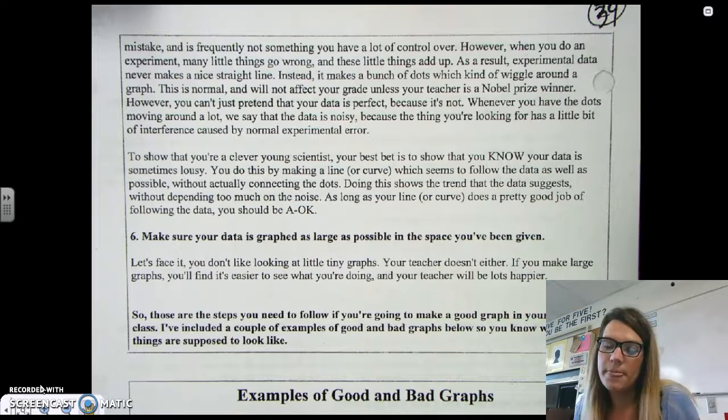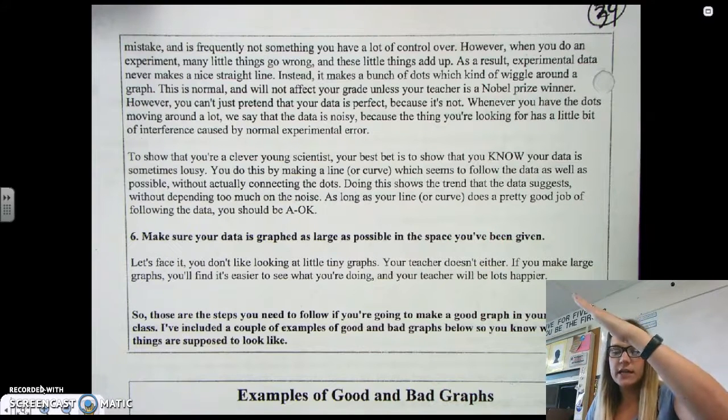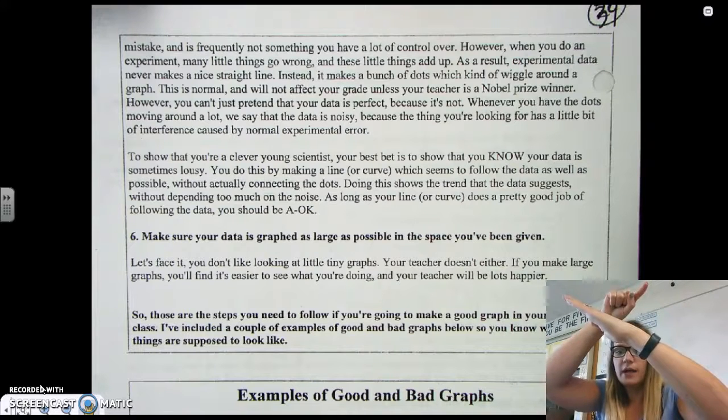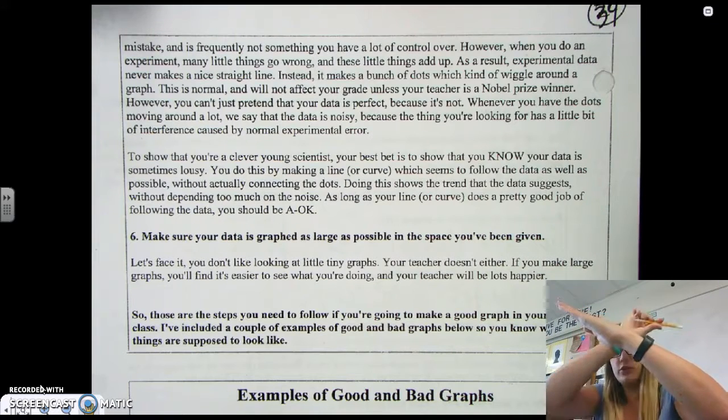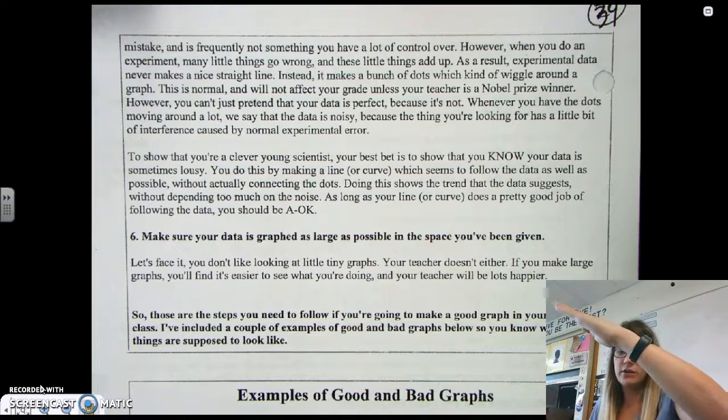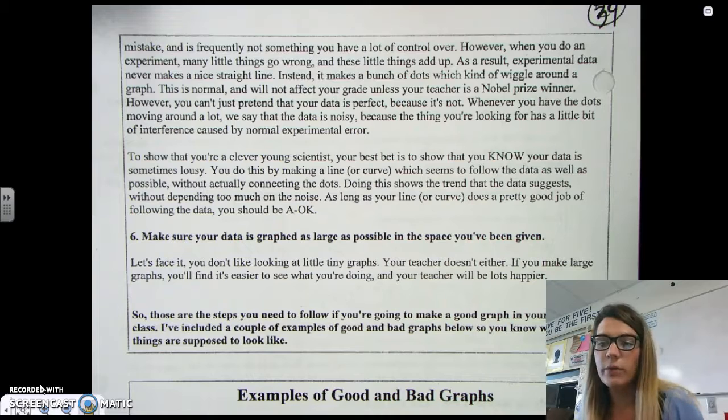I can do this thing called a line of best fit, which literally takes half of the dots on the top of the line and half of the dots on the bottom of the line. What this line does is it averages all of those dots. So anywhere on this line, I can go up from the x-axis and figure out what the y value is, or go from the y value and figure out what the x value is. We'll talk more about this when we get to an example.